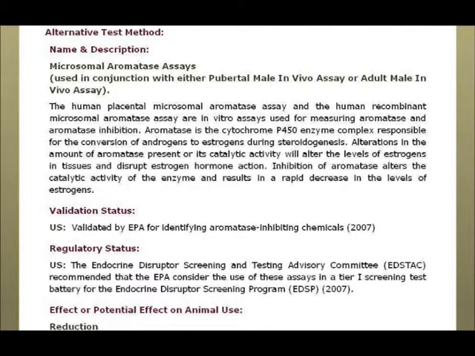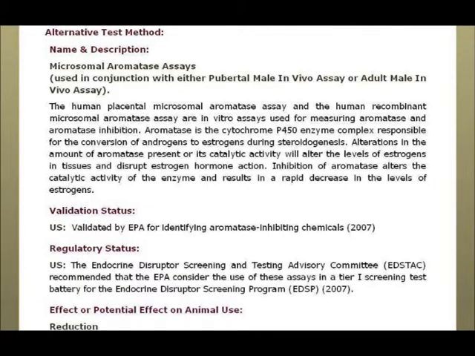The first thing to say about the microsomal aromatase assay is it is used in conjunction with either pubertal male in vivo assay or adult male in vivo assay. So it looks like it's used in conjunction with an animal test, so that's not too good. But anyway, it says a human placental microsomal aromatase assay and the human recombinant microsomal aromatase assay are in vitro assays for measuring aromatase and aromatase inhibition.